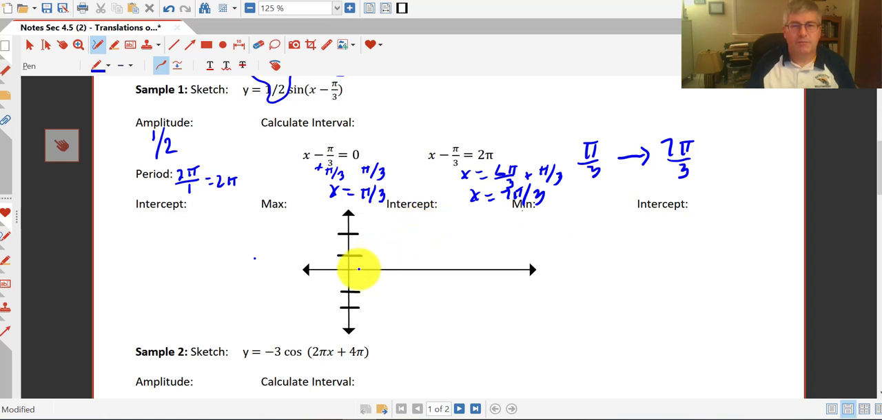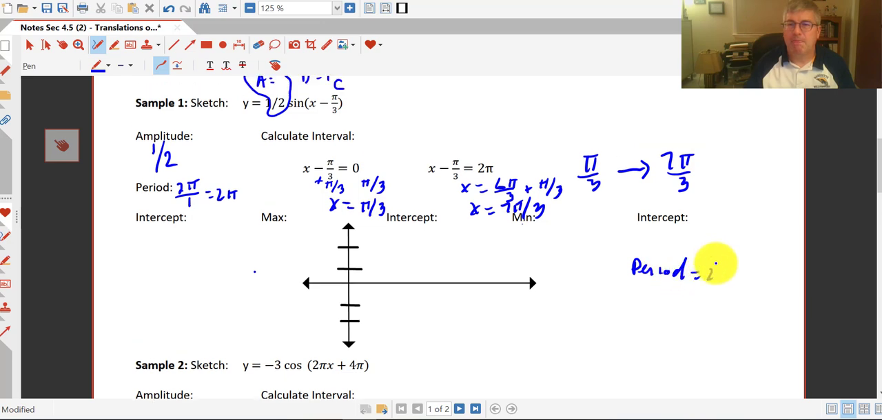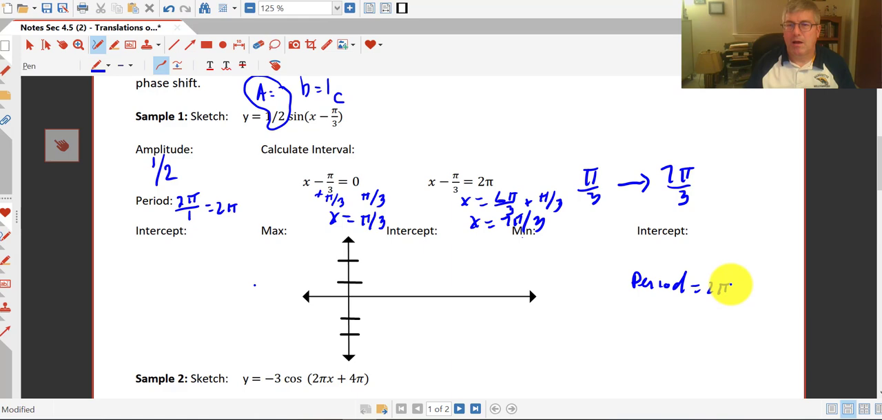of our sine curve. And then what we need to do is figure out our scale, or how we're going to count along the x-axis. So we're still going to divide this into 4 equal parts. So if our period is 2 pi, and we want to divide that by 4, we're still going to count by pi over 2, or if you will, we'll count by 3 pi over 6s.